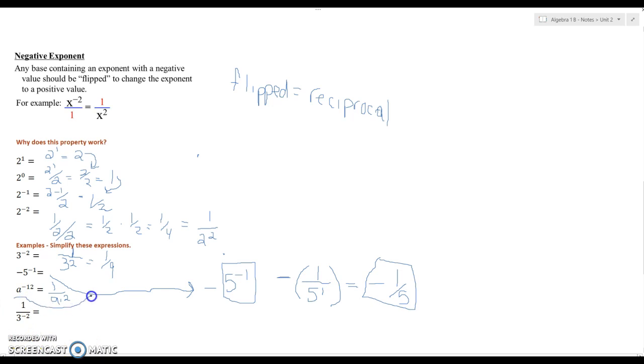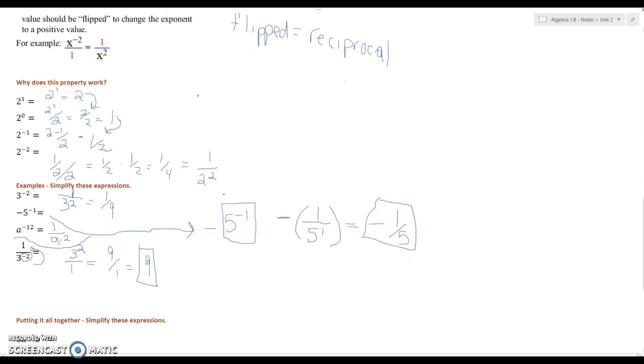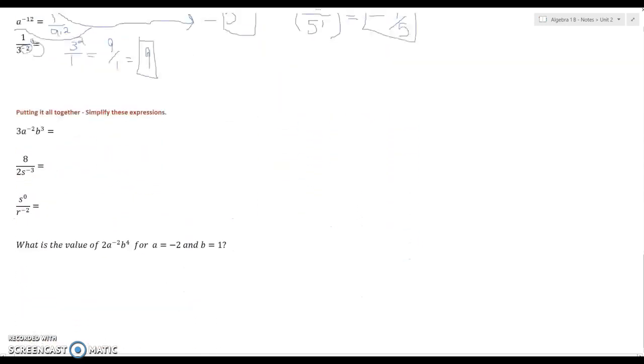And then lastly, we have one that's a little bit trickier because now we have our negative exponent in the denominator. And if a negative exponent is in the denominator, it has to move to the numerator. So we get 3 squared over 1, which is 9 over 1, which is 9. So far we have learned that a 0 exponent makes our base 1. So anything to the 0 exponent equals 1. And that our negative exponents flip things or find the reciprocal.